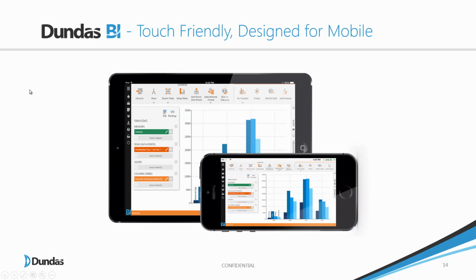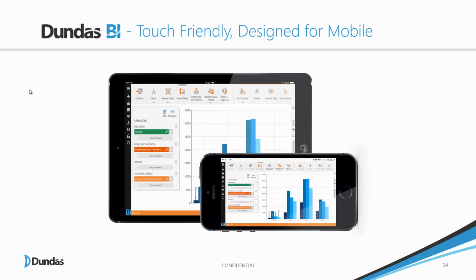Dundas BI helps with mobile consumption in a few major ways. Our system automatically detects if you're using a touch device or a typical desktop. On a touch device, it will actually use proper touch events. So the system doesn't expect you to do something like a silly right click that wouldn't be possible on an iPad. You do a tap and hold.